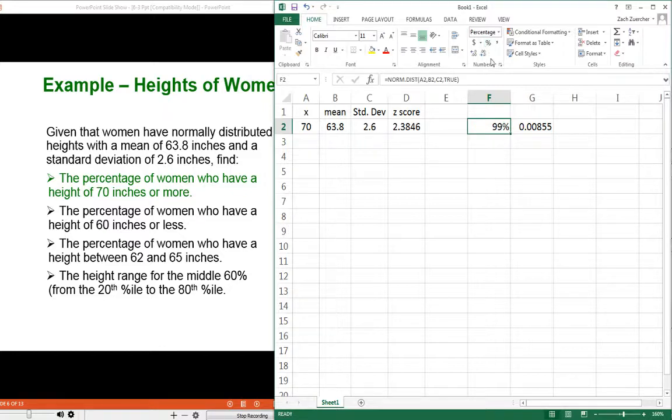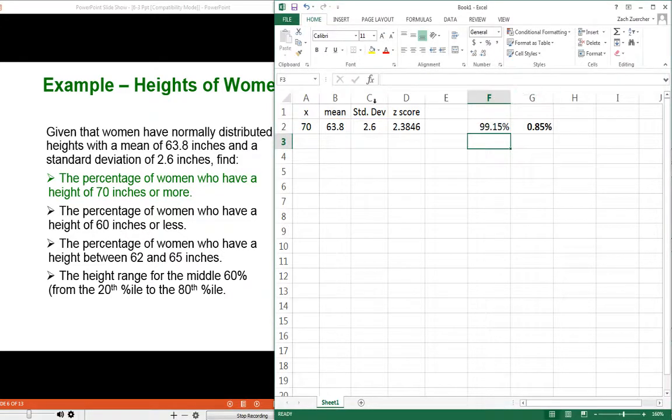If we convert this over to percents, let's give ourselves a decimal point. Write that as a percent and get a decimal point. I give it 2 decimal points here. You see that. There you go. So these are the values that Excel gives you. So what this tells us is that 0.85% of the women are going to have a height of 70 inches or more. And again, we used the norm dist function on this one as well.